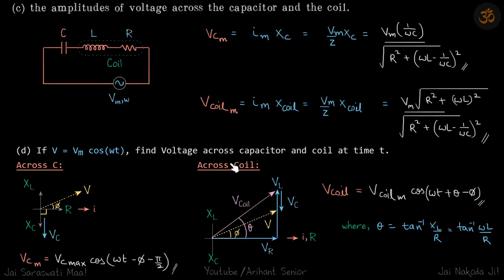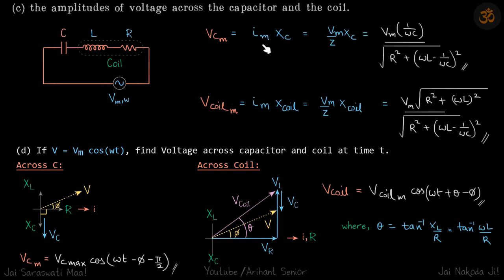So let's see that. So VCM across capacitor, maximum voltage is maximum current into XC, and maximum current as discussed, so sorry, not discussed. So it is Vm by Z. So this comes to be Vm into XC by Z. So I was directly telling you can just take the fraction of the maximum voltage, so the fraction will be XC upon Z.